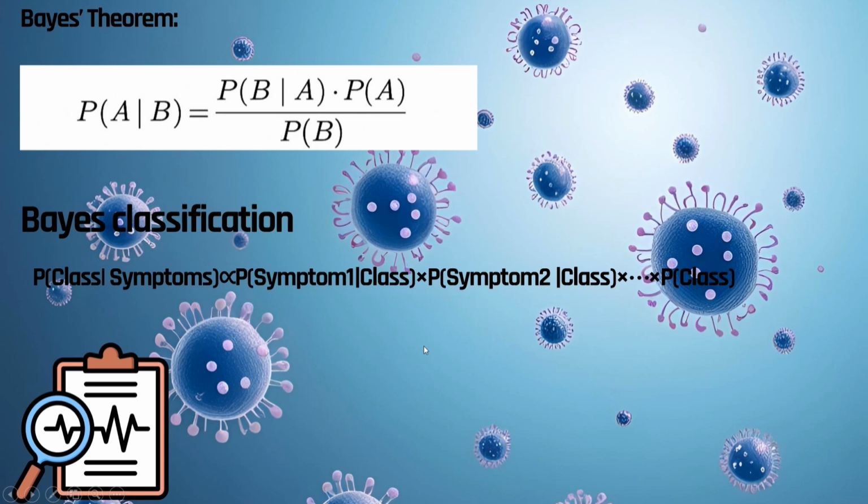This is the Naive Bayes classification formula. This is used to calculate the probability of each disease by multiplying the probability of each symptom given that disease. I assume that the symptoms are independent. Then I select the disease with the highest probability.